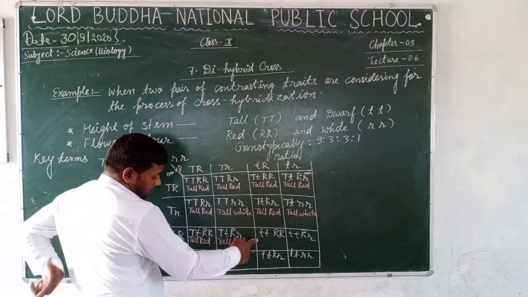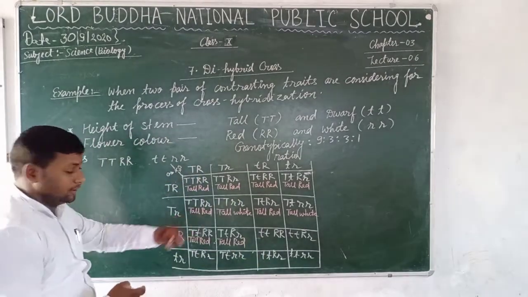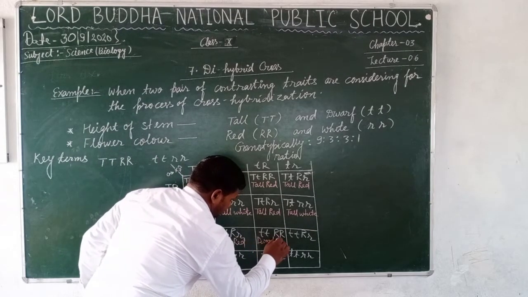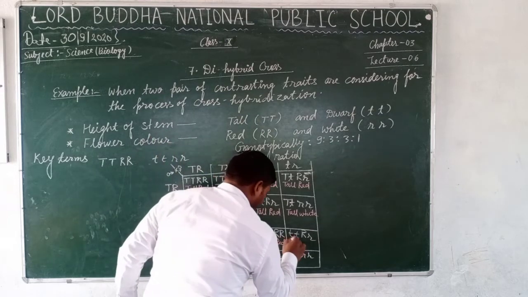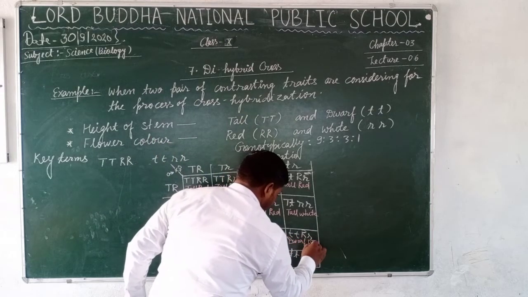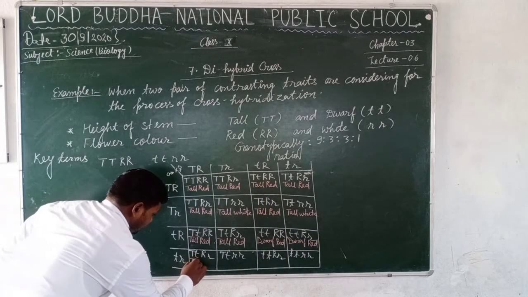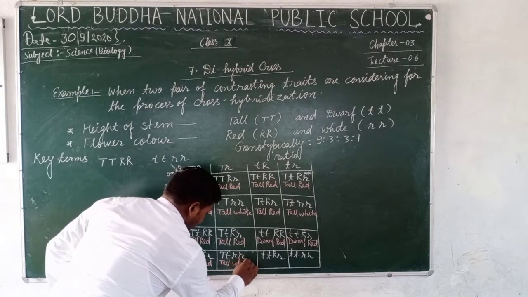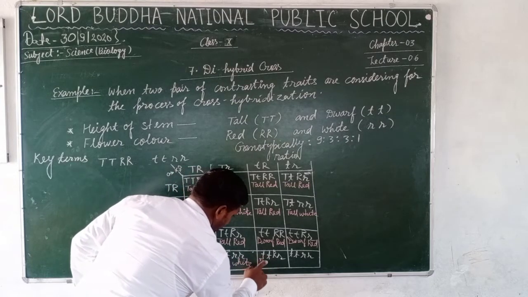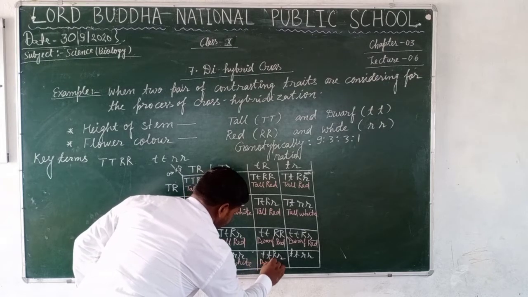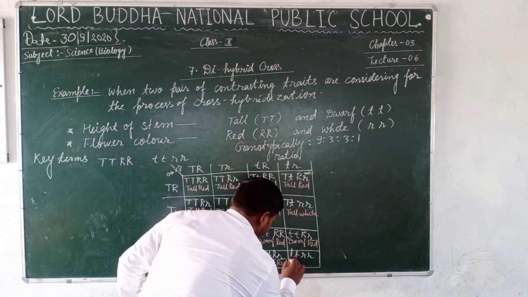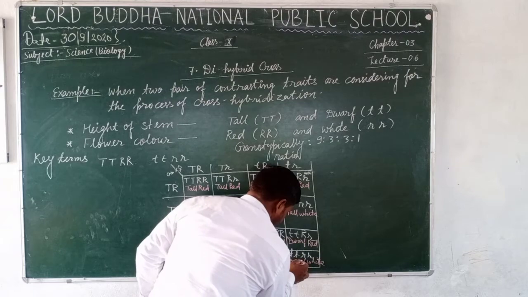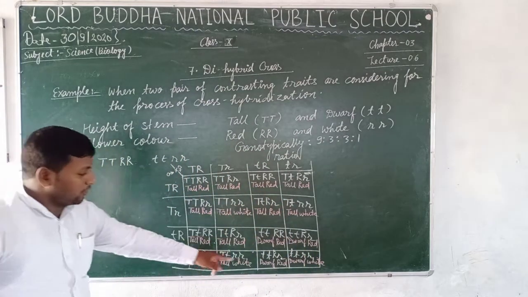Here students, both of the contrasting alleles are small t, hence this is the dwarf red. This is also dwarf red. This is the tall red, the tall white, dwarf red, and this will be dwarf white. This is the only single individual that is dwarf and white.